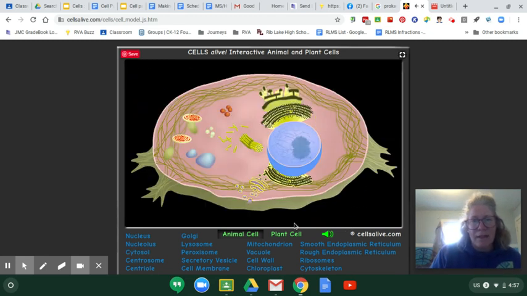All right, that is it for the animal cell. I will do the plant cell next, or the different things of the plant cell, but I'm not sure how much time, so I will stop here.